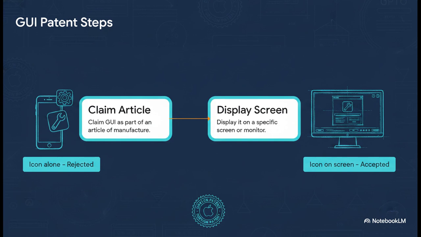That actually brings us to a highly valuable yet tricky category: software and graphical user interfaces. For software companies, we need to see GUIs claimed specifically as they are displayed on a screen. If you just submit a standalone icon as a digital image, we're going to reject it because it isn't tied to an article of manufacture. But if you take that exact same icon and show it displayed on a computer screen or display panel, suddenly it meets the requirement perfectly. Apple's massive portfolio covering their iOS interface elements is a textbook example of doing this right.